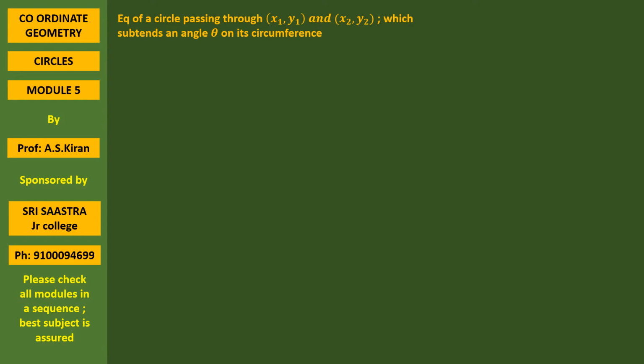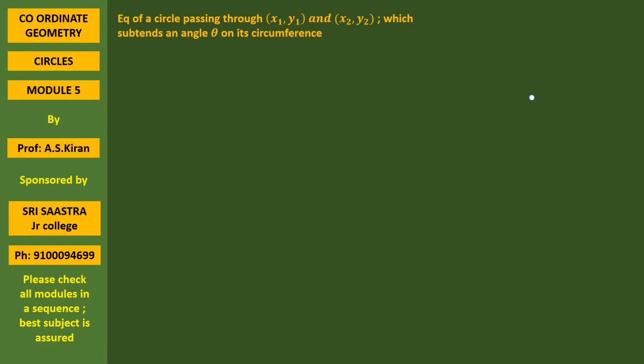Now, in this module 5, we are going to discuss a very important theorem as well as a formula: the equation of a circle passing through two given points, x1, y1 and x2, y2, which subtends an angle theta on its circumference. See, on a circle, we are considering any 2 points. Those 2 points make an angle theta on the circumference on either of the sides.